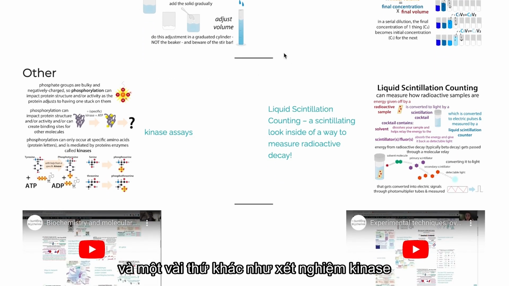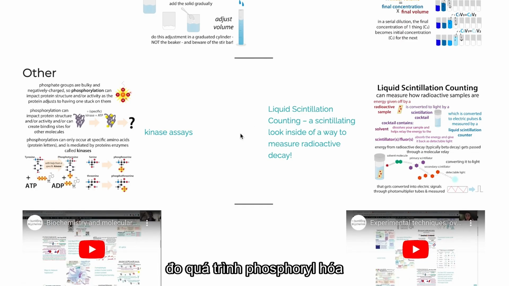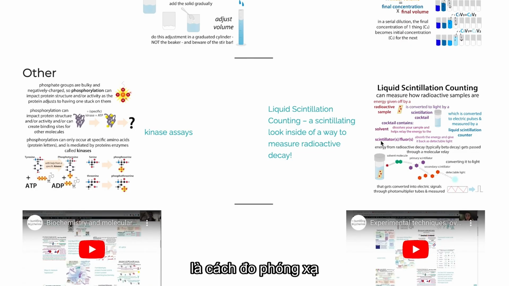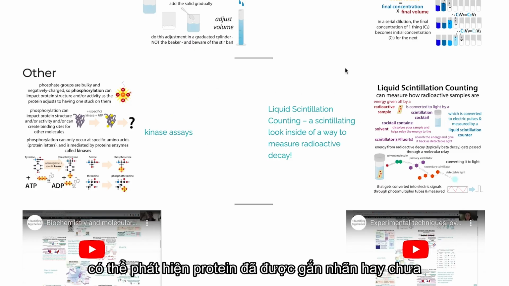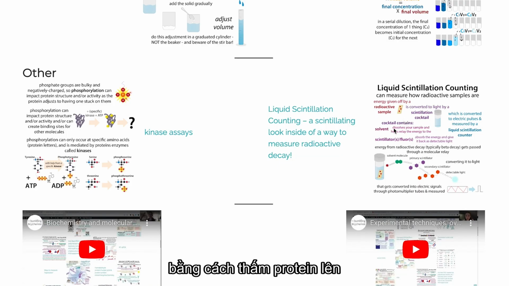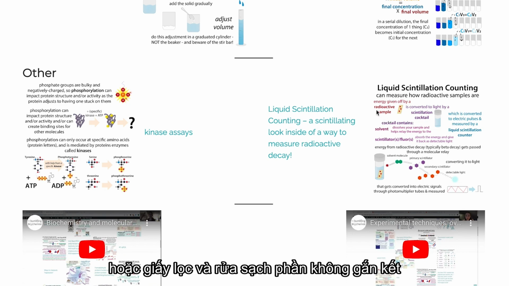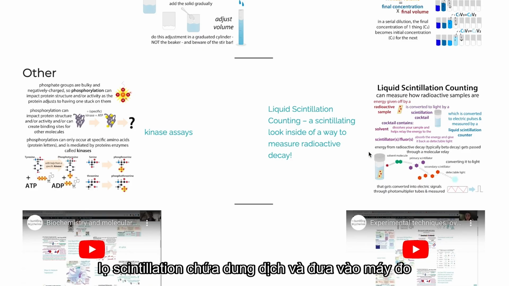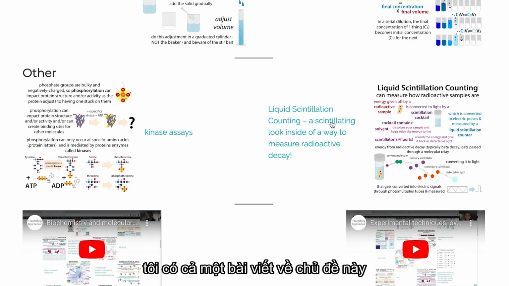And just a couple other random things like kinase assays, which measure phosphorylation and which you can often do with liquid scintillation counting, which is a way to measure radioactivity. If you use radio-labeled ATP, then you can detect whether the protein was radio-labeled by blotting the protein onto a membrane or a piece of filter paper and washing off the non-bound stuff, and then measuring the radioactivity by sticking this little piece into a scintillation vial of liquid and putting that in a machine. And so I have a whole post on that.